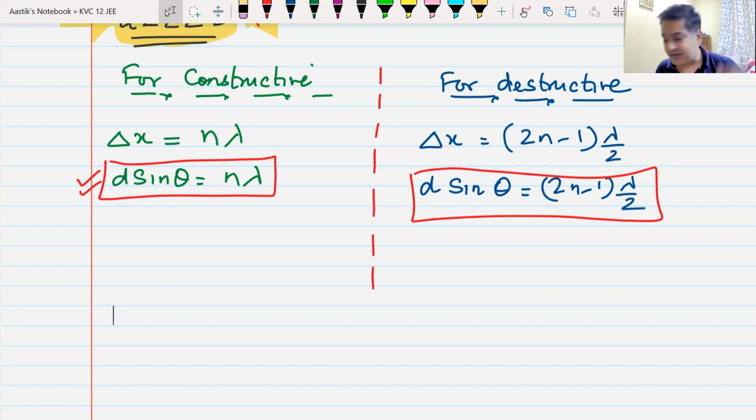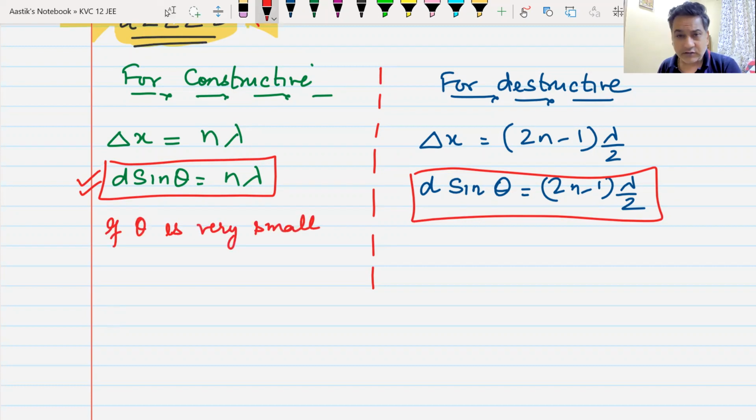Now I can put one more condition. Remember, up till now I had used one approximation that small d is very small compared to capital D. Now I am going to use one more approximation. What is the approximation that I am going to use? If theta is very small. Theta being very small means that this distance D is very large and the point P is very close, because you will not have a very large screen. The distance is very large and the screen is small. So point P is actually very close.